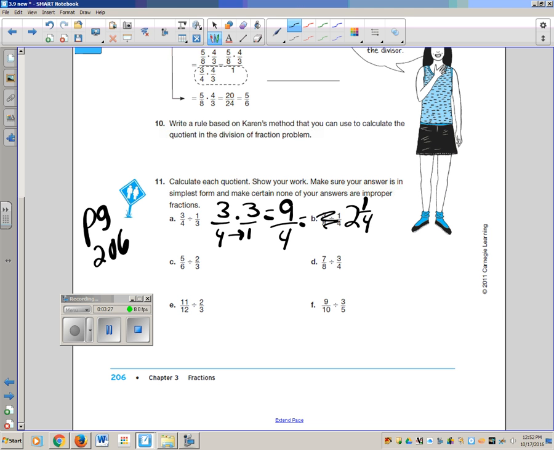5/6 divided by 2/3. 5/6 times, find the reciprocal, 3 halves. Multiply, 15/12. 12 goes into 15 once. You have 3 left over. You can reduce that, 1 and 1/4.